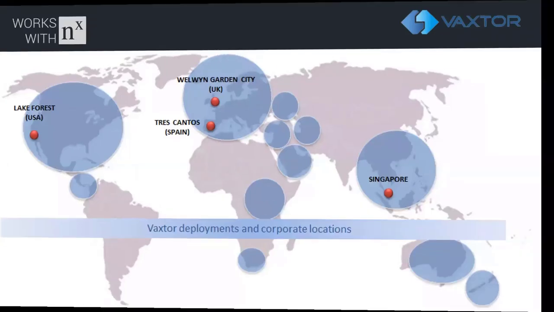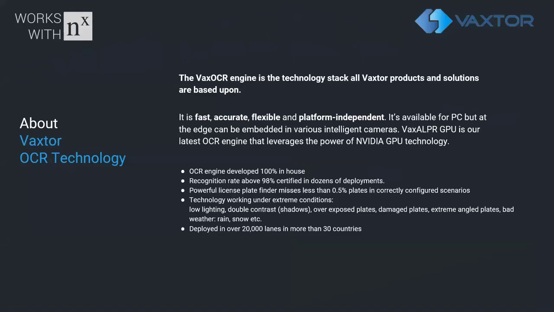That is the company overview I told you about, and now about technology. I think this is the most important part of the presentation. We are very focused on creating a fast, accurate, and flexible OCR engine. We have tested the system in the field with dozens and dozens of deployments, with recognition rates above 98%. And these numbers are not provided by us; they are provided by the integrators, the distributors, and the end users that use the system.